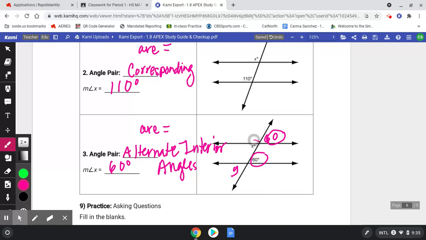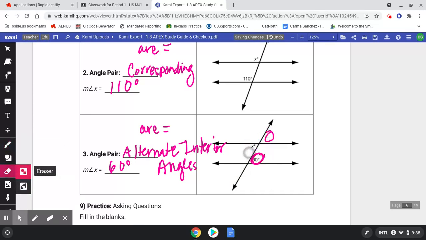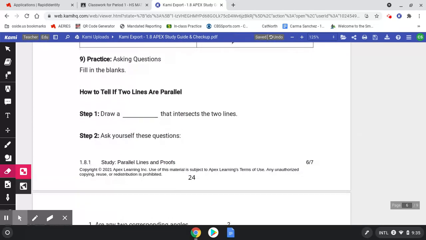Or you could say 60 is equal to x by vertical angles, and that x is equal to y by corresponding. So I want you to be aware that there's ways to get to other angles if it doesn't fall right into the category of what we're looking for, by doing a couple jumps, like here to here to here, here to here to here, etc. You can jump around and find the answers.